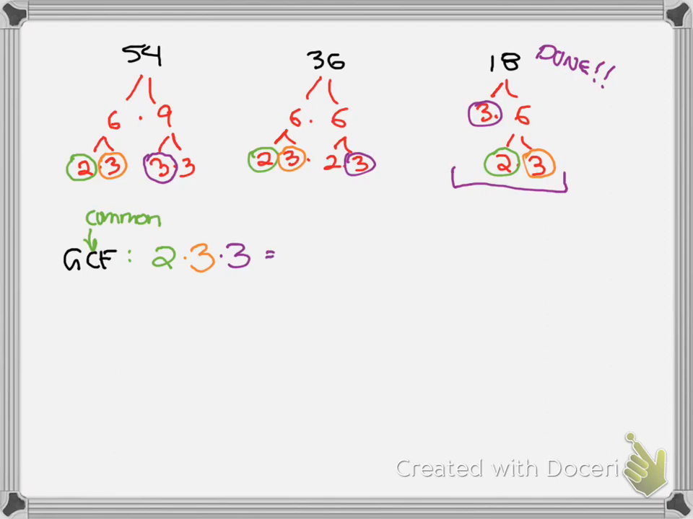And in fact, if you multiply 2 times 3 times 3, you find out that your greatest common factor is 18. Notice that your greatest common factor cannot be larger than your smallest term. It has to be less than or equal to your smallest term that you're trying to find a greatest common factor for.